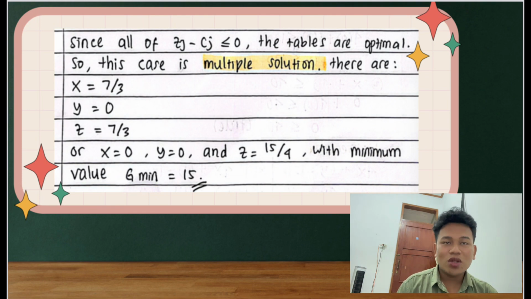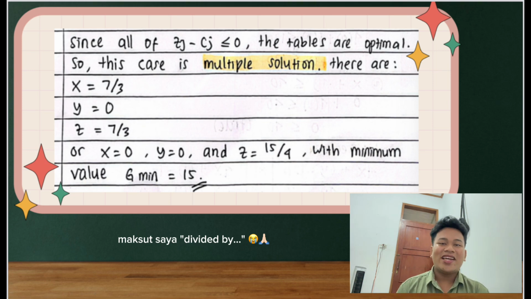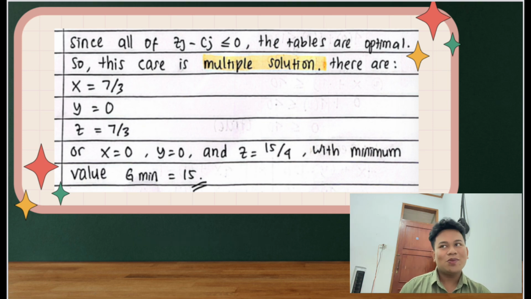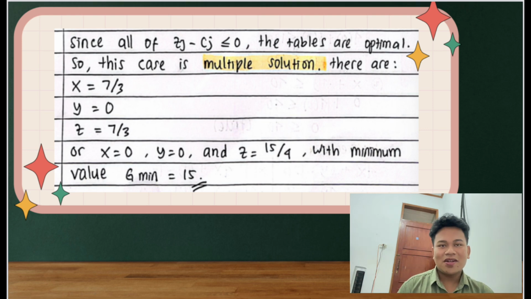So this case has multiple solutions. Here x = 7/3, y = 0, and z = 7/3, or x = 0, y = 0, and z = 15/4, with minimum value g min = 15.